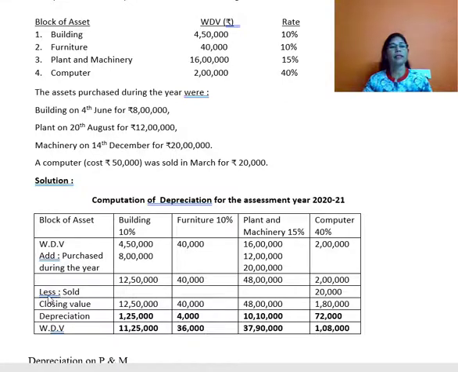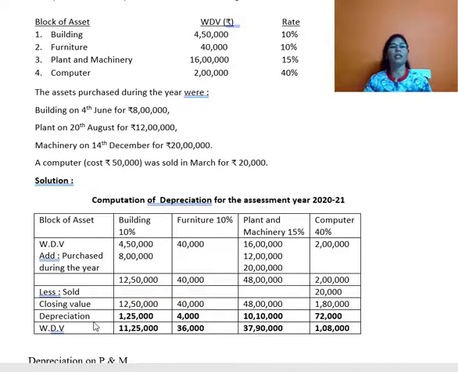Now let us deduct the assets sold during the year. Only the computer is sold during the year. The written down value of the computer was 2 lakh, but only one computer costing rupees 50,000 is sold for 20,000. So there is a short-term loss for this computer. Now let us deduct this 20,000 from 2 lakh. We will get 1,80,000, and the rest of the building, furniture, plant and machinery remains the same.